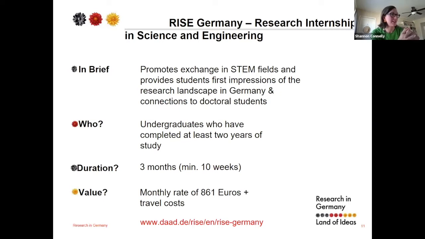The monthly stipend is 861 euros at present. You can do the conversion rate. I actually haven't done it recently, but it's a comfortable little stipend to keep you going during the time that you're there. And then you'll also receive travel costs. So of course, you're not going to pay for your plane ticket. It'll be the monthly stipend plus travel costs to go to and from Germany. You'll see the website for this program at the very bottom.